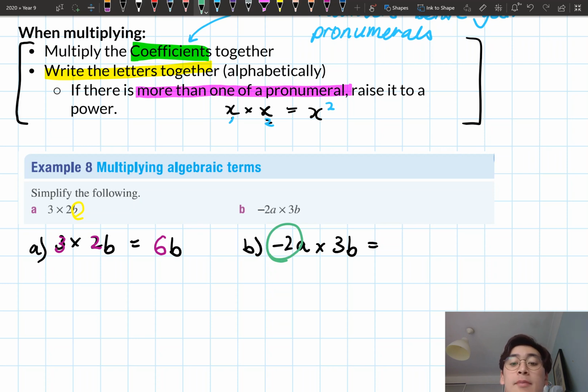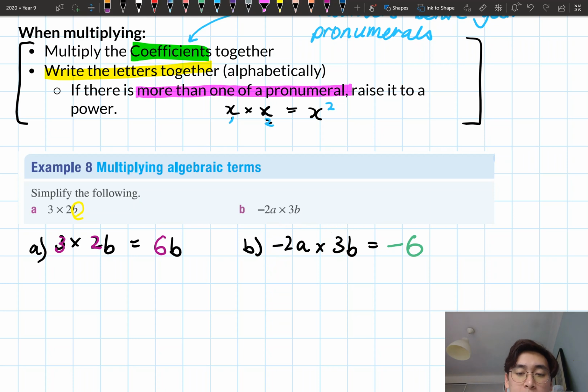What's my coefficient in my second term, 3b? Well, once again, it's just the number before my algebraic pronumeral, the number before the letters, and that's just my 3 here. So I'm going to multiply the two together. Negative 2 times 3 will give you, well, if you remember from when we did positive and negative integers, negative times a positive will give me a negative. So here I'm going to have negative 2 times 3. What's 2 times 3? Well, it's 6 again. Perfect. So I'm going to have negative 6.